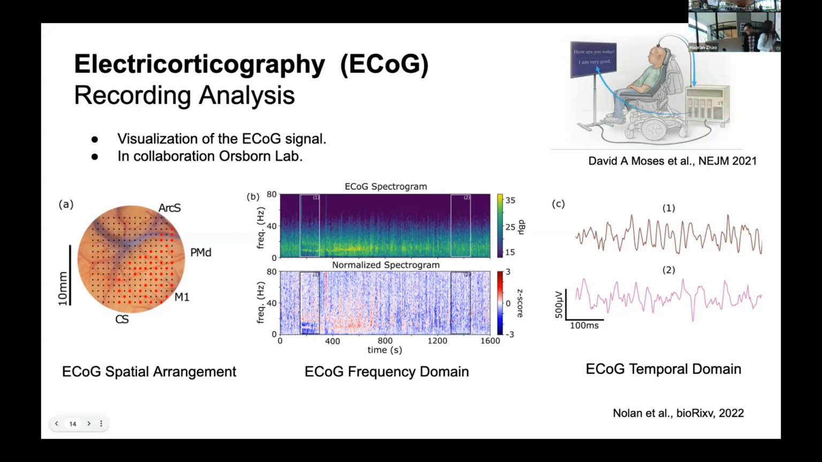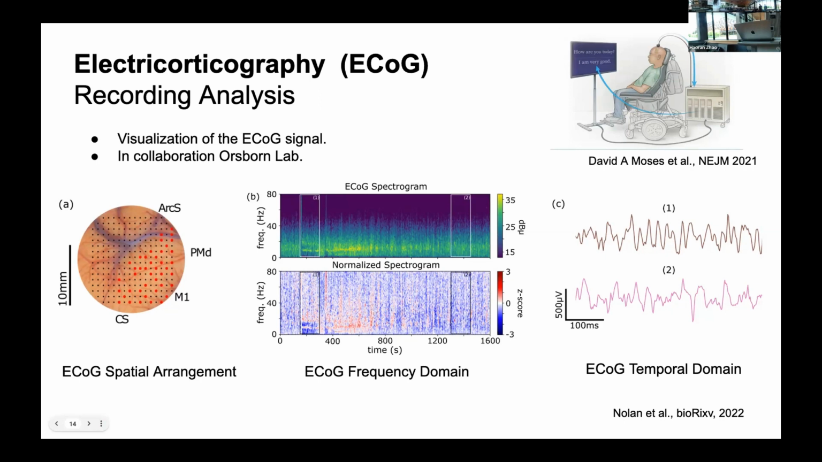Thanks for the introduction. In the following projects, we focus on the ECoG datasets, which have been previously used for speech and movement decoding in paralyzed patients. But in our lab, we specifically focus on the ECoG data collected from the monkey motor cortex in collaboration with Orsborn's lab.